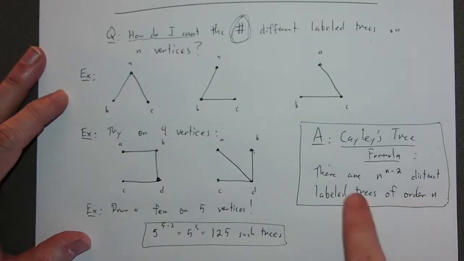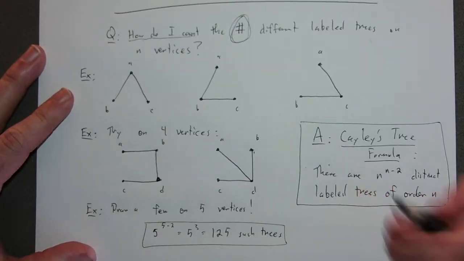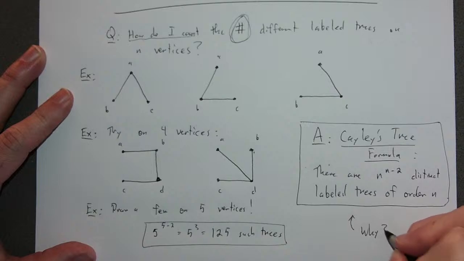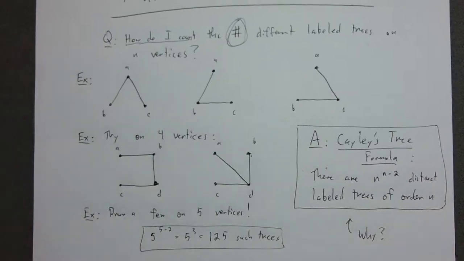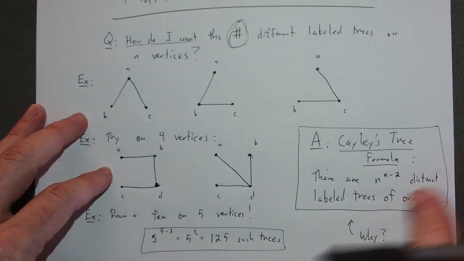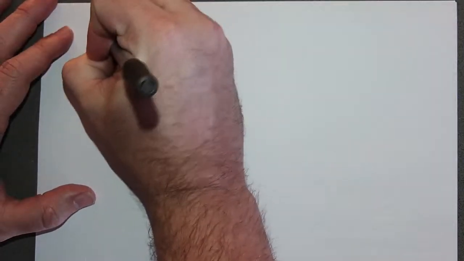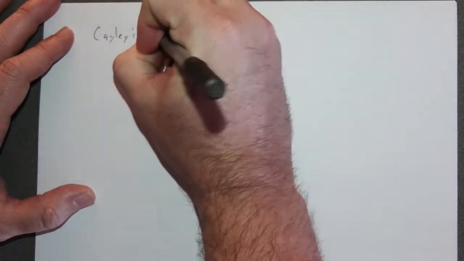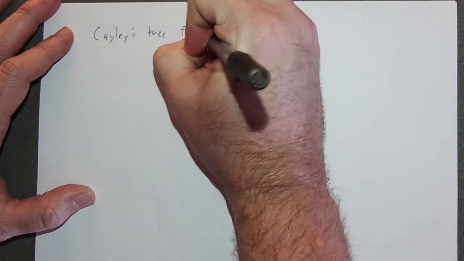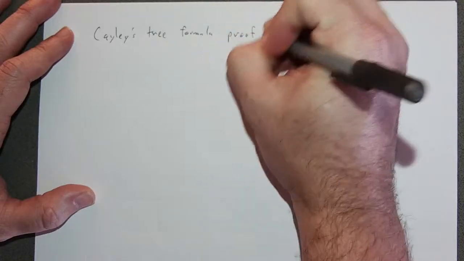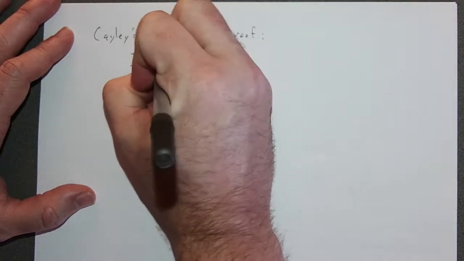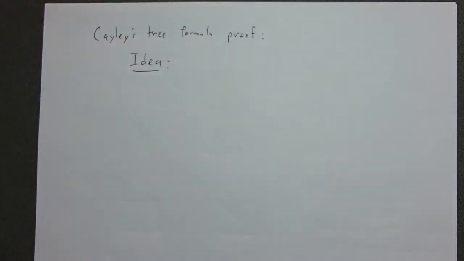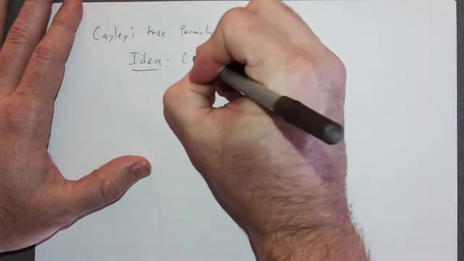So the question is why? Where does this come from? Why that number, n to the n minus 2? What is the idea here? So, proof of Cayley's tree formula. What is the idea? The idea, this was due to Prüfer.